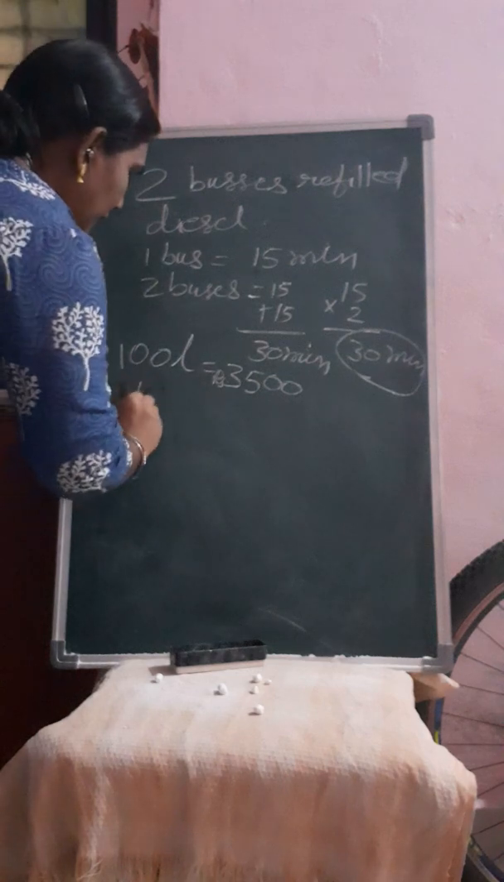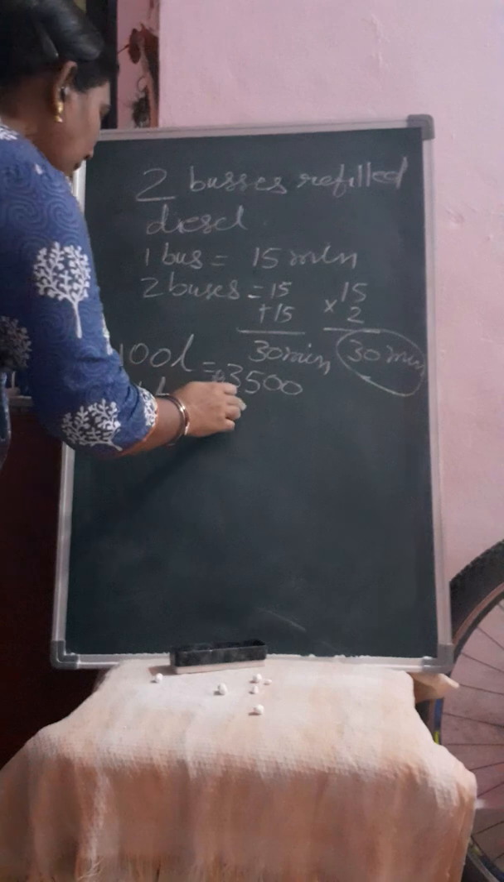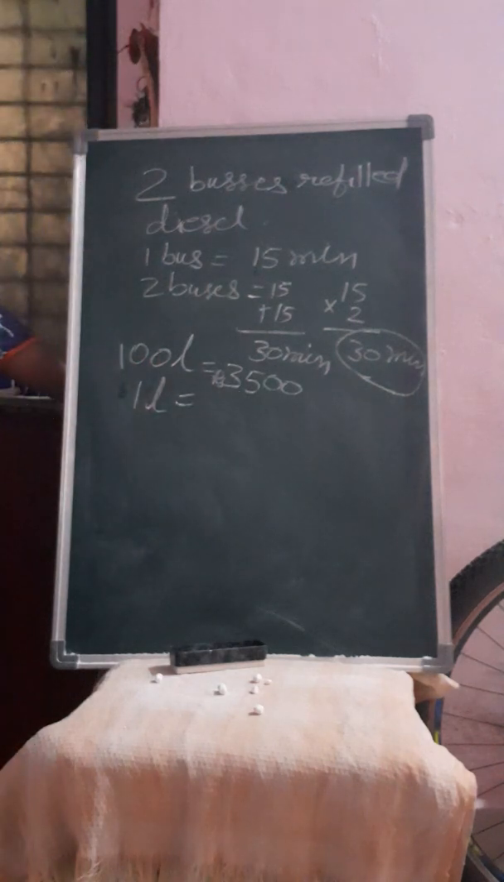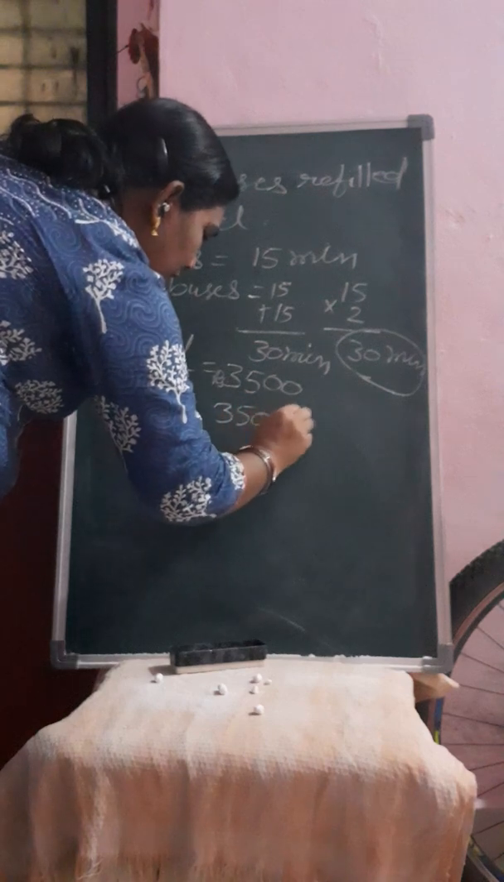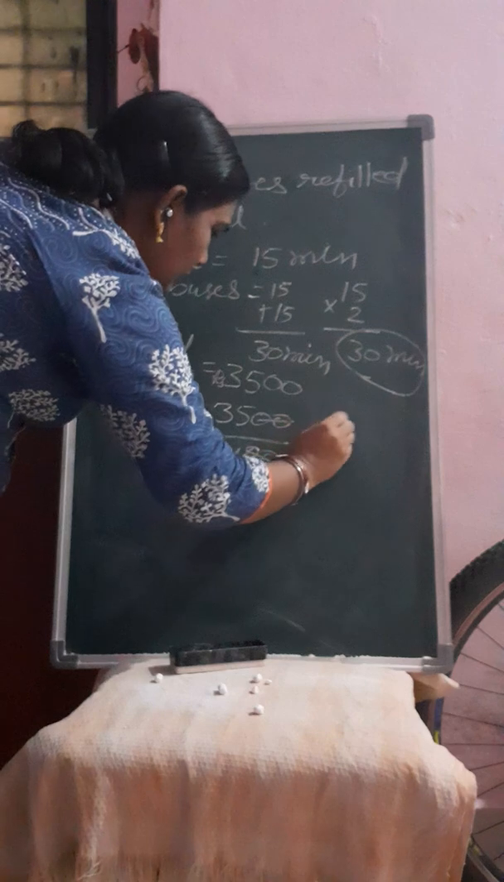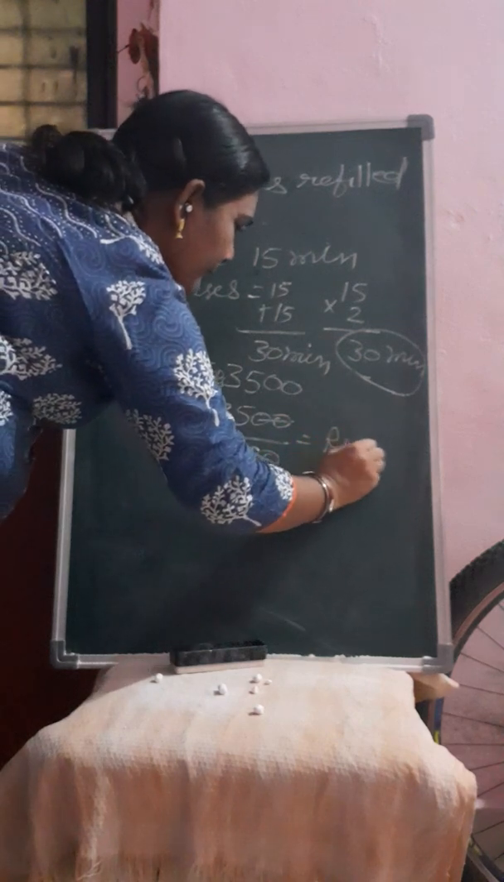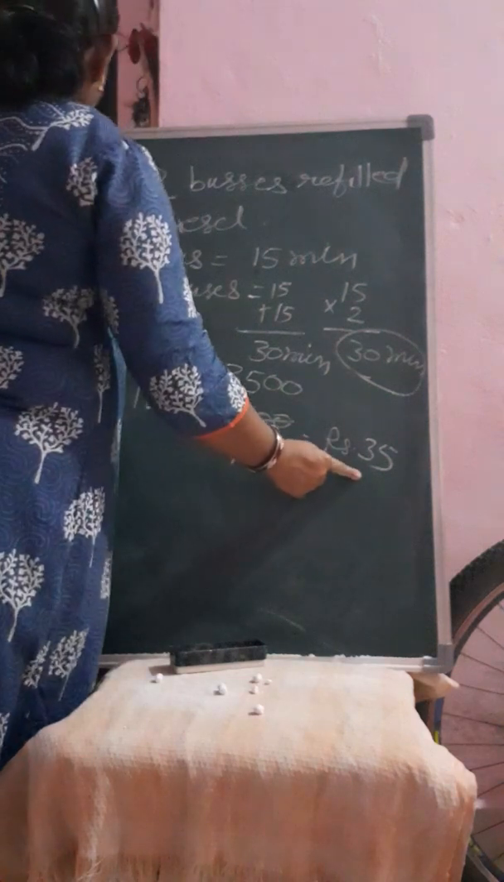So per 1 liter of diesel, how will we come to know the cost of 1 liter? If we divide these two, we will come to know the 1 liter cost. So 3,500 divided by 100, cut the zeros, now it is 35 rupees. Understood? The cost of 1 liter of diesel is 35 rupees.